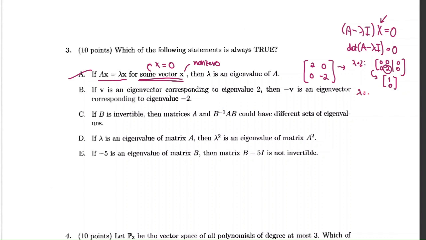Now, we can also do the same thing for lambda equals negative 2. And that will give us 4, 0, 0, 0, 0, 0. Now we see that this variable is going to be restricted. It's going to be equal to 0. So when we find the eigenvector, this top variable has to be 0, and this bottom one can be anything because it's a free variable. So I can also call this one 1. So obviously, as you can see, these eigenvectors are not negatives of each other, and so the statement is false.